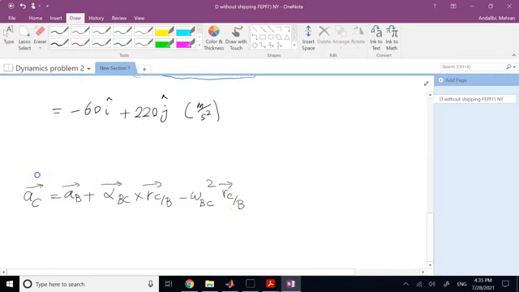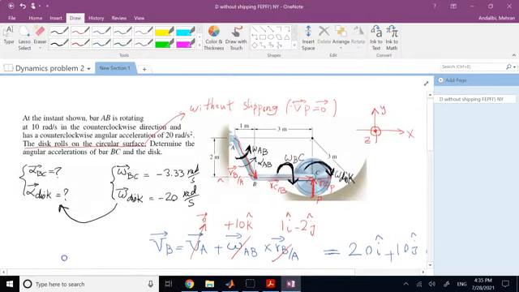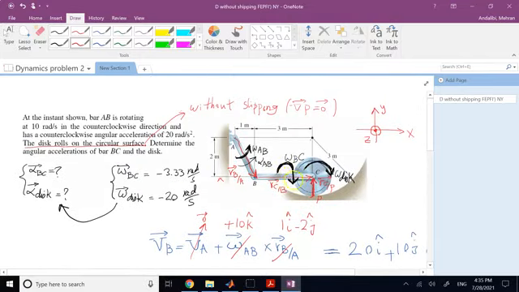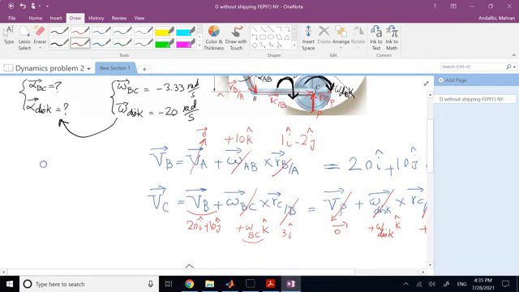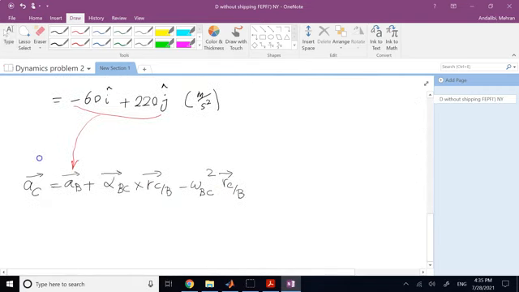A of B is known. I have it right here. Alpha of BC I do not know, but I know one thing about it. It has to be clockwise or counterclockwise like AB or disk. So it's either positive k or negative k. Again, like these omegas in the previous case, I make an assumption for them. I assume it's positive k, but it might turn out to be negative. That's okay. So here, I say this is alpha BC times k.